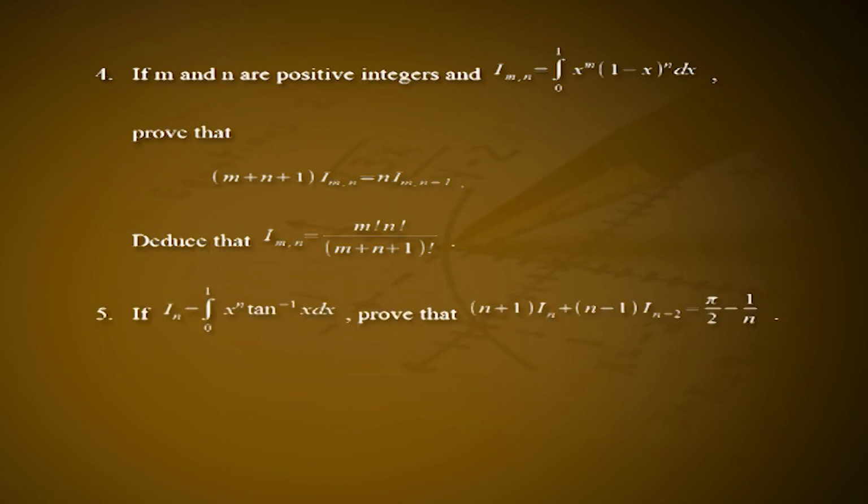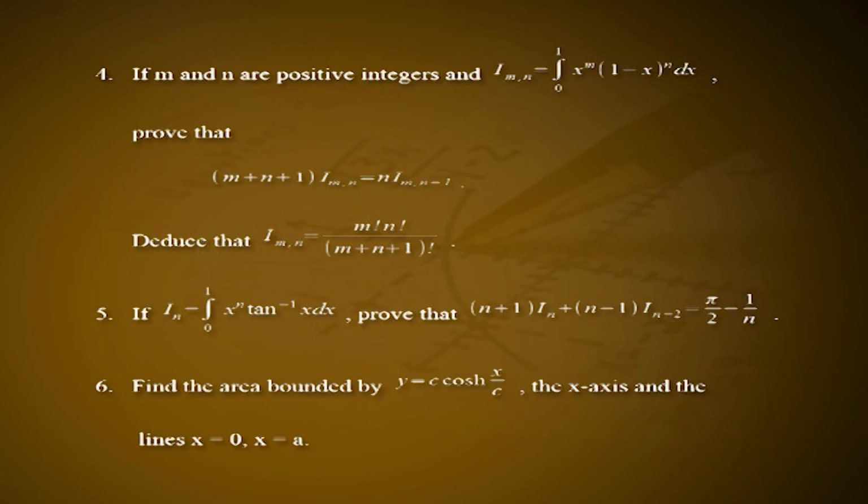Fifth one, if I_n is equal to the integral from 0 to 1 of x^n tan^{-1} x dx, prove that (n+1) I_n + (n-1) I_{n-2} = pi/2 - 1/n. Sixth one, find the area bounded by y = c cosh(x/c), the x axis and the lines x = 0, x = a.